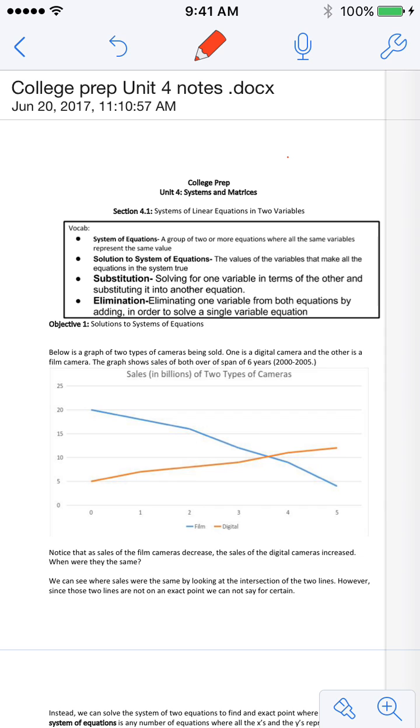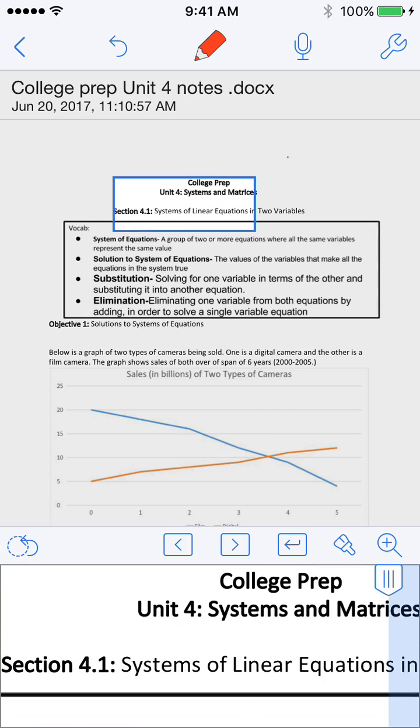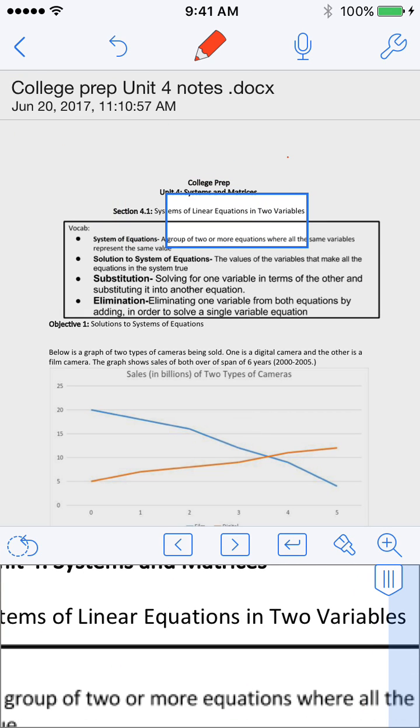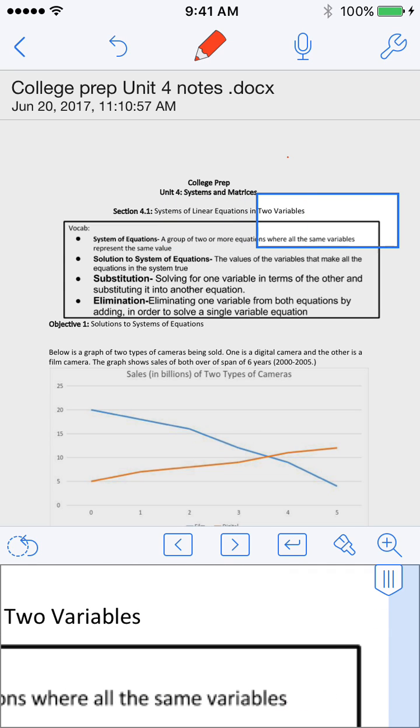So we're going to start 4.1 with systems of linear equations in two variables. Now remember, a linear equation in two variables is just that: 2x plus 3y equals 6. So don't think we're starting over with something brand new. We're just building on what we learned last time.